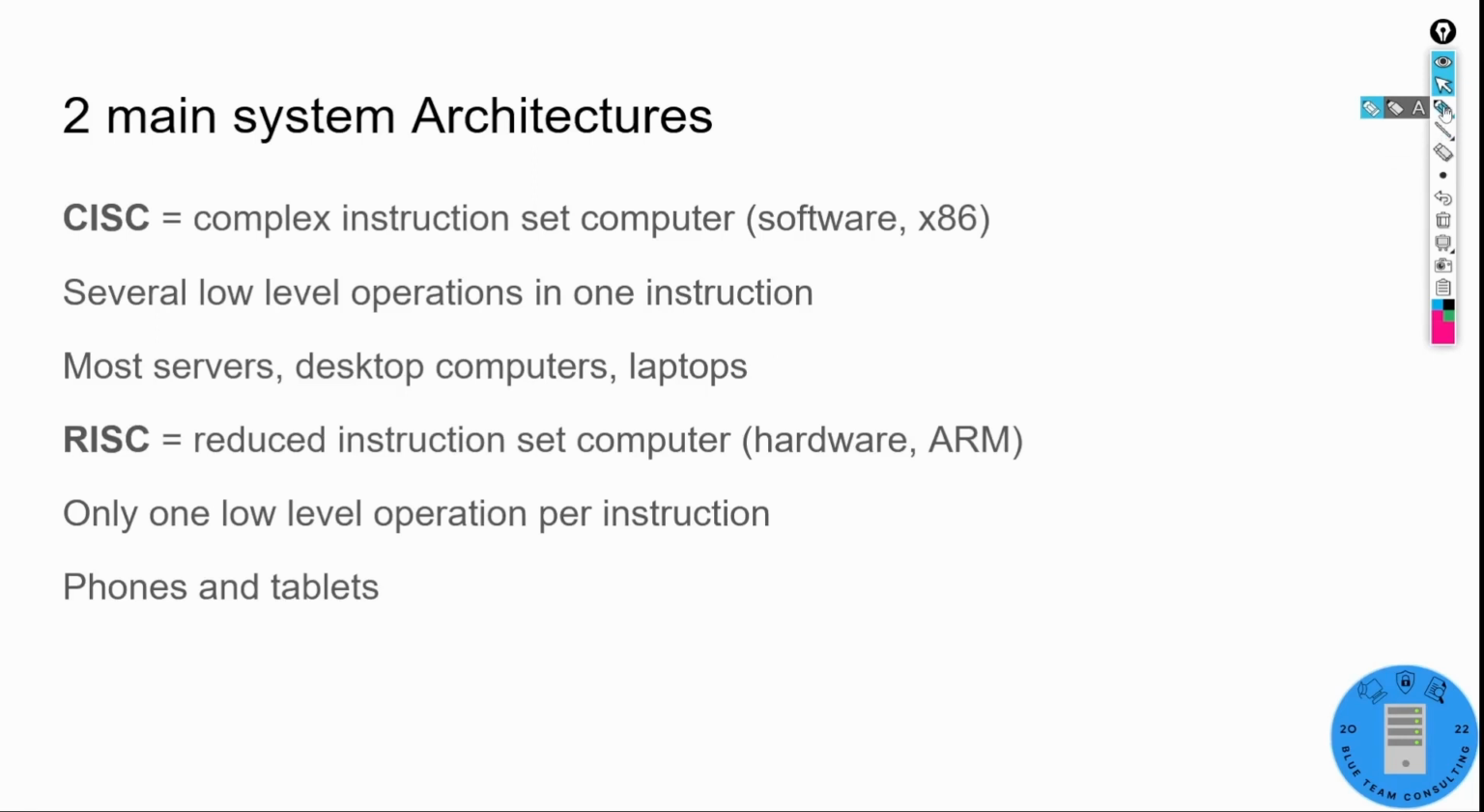Moving into the two types of system architecture, we have CISC and RISC. CISC stands for Complex Instruction Set Computer. This is our basic software, our x86 designation. So software for CISC, and when we're talking about RISC, we're thinking about hardware and ARM-based architecture instead of x86. With CISC, this is going to do several low-level operations with one instruction, and this is where our CISC architecture is found in computers.